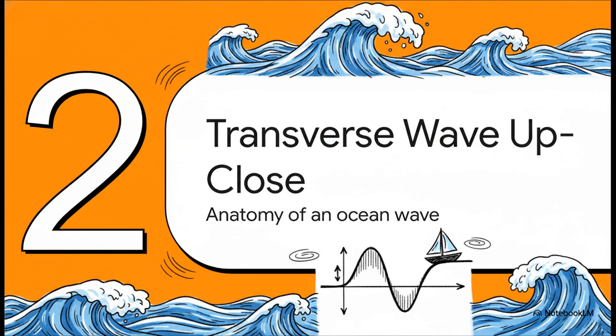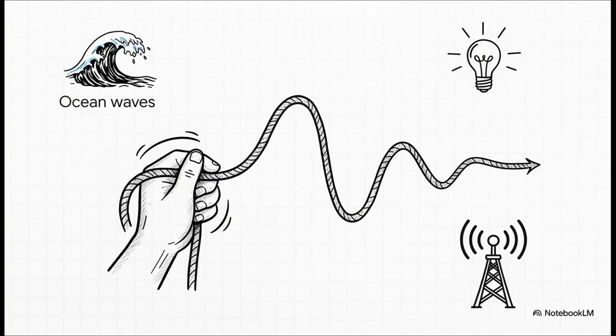All right, let's zoom in on that first type. And we're going to use the most famous example out there, the ocean wave, to really understand the anatomy of a transverse wave. But hey, this isn't just about water. Light, radio signals, microwaves, all of those invisible things flying around us travel as transverse waves. It's the same basic up and down motion you'd see if you shook a long rope. It's just happening on an electromagnetic level you can't see.